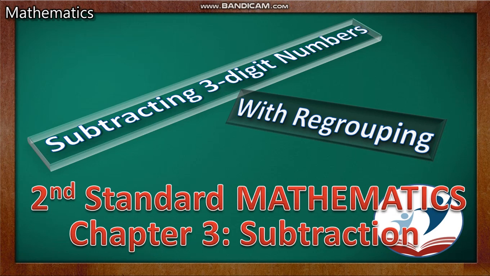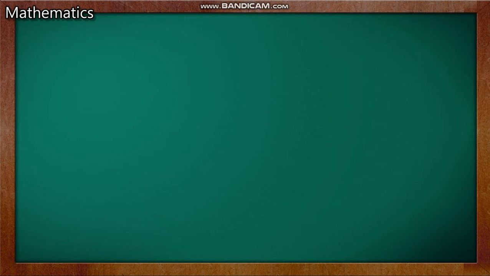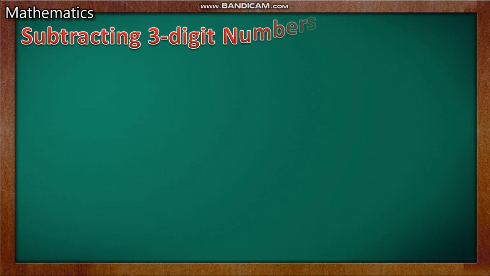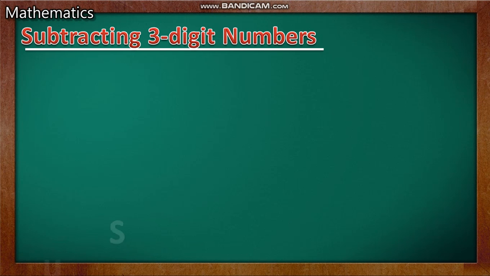Okay, subtracting 3-digit numbers with regrouping. How can we subtract 3-digit numbers? Okay, let's do it. Now we are going to subtract 3-digit numbers. Let's start with a question: subtract 345 from 871. How can we do this one?